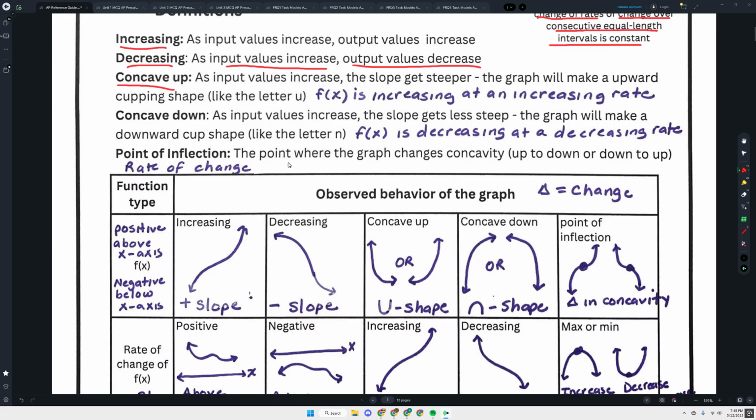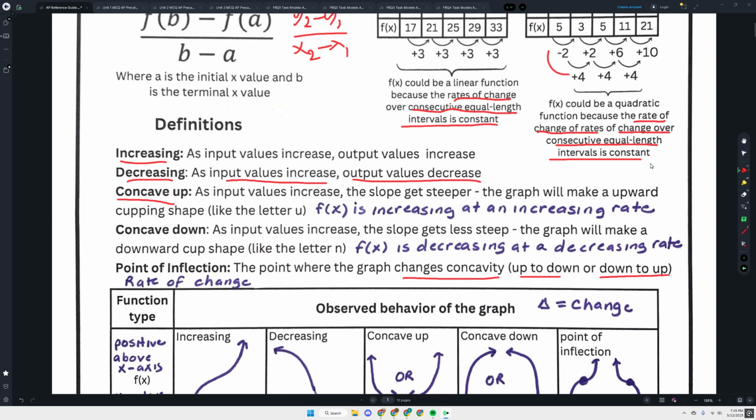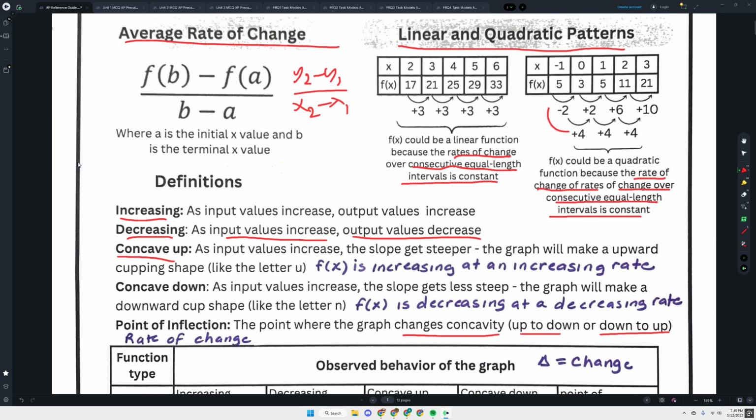And finally, points of inflection. The point where the graph changes concavity from up to down or down to up. Any questions on these definitions? No? Inflection is just the point where it changes. So if you have a cubic, there would be a point like here, which changes from concave up to concave down. Do you need to be able to calculate points of inflection? You cannot calculate points of inflection without calculus.